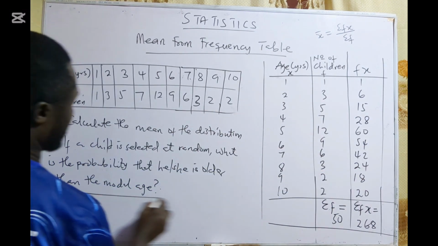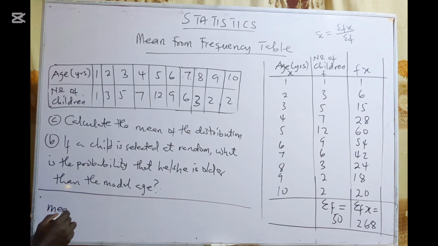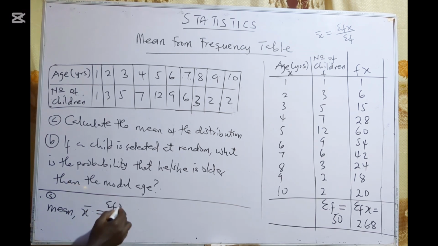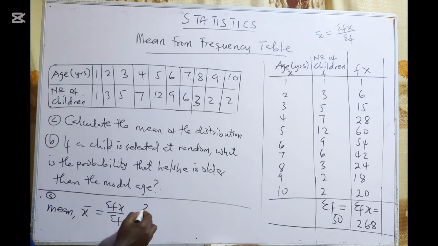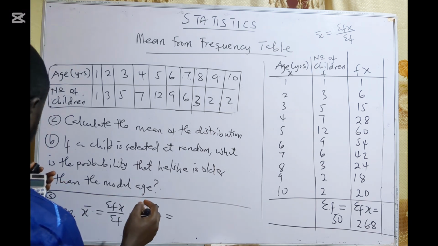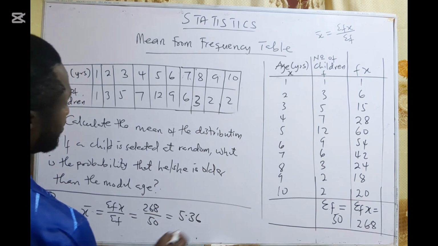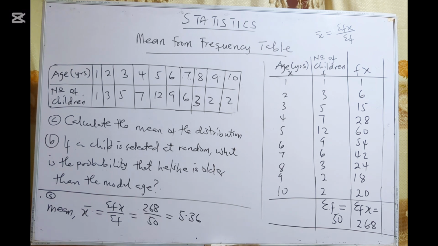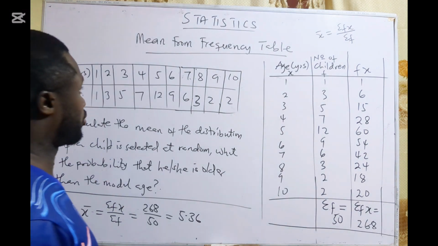So let's calculate our mean here. Our mean, the A, okay, is what? You know, sigma fs over sigma f. So that is 268 divided by 50. So that becomes our mean, 268 divided by 50. And that is 5.36. So our mean is 5.36. All right. So let's look at the last question, and then we are good to go.